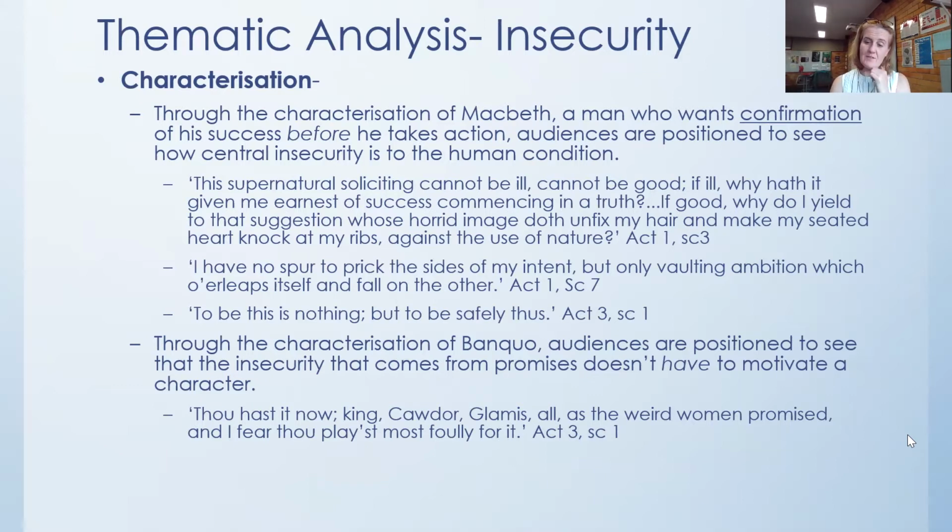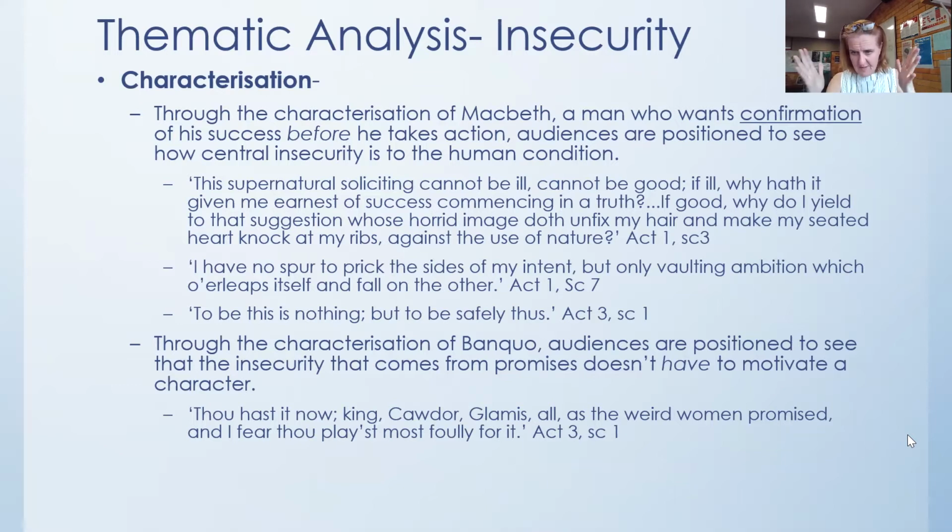So for me, and I've said this to my class, in that particular quote, there's a few interesting ideas. The first one is that idea of "I have no spur to prick the sides of my intent." So I don't have the will or the desire or the motivation to do what I have to do. I don't want to do it. Like, it's a pretty bad thing. I don't want to do it. But I do have an excess of vaulting ambition. So I want the trappings of success. So I don't really want to murder anyone, but I'd really like to be the king. If it was possible to be the king without murdering someone, that would be really good. So the first one is that I don't.